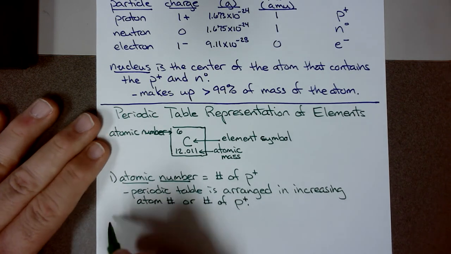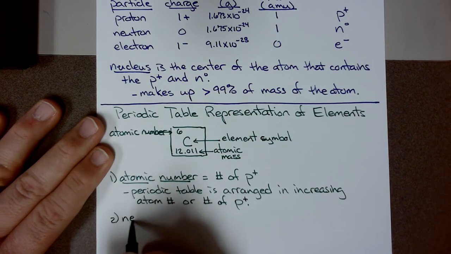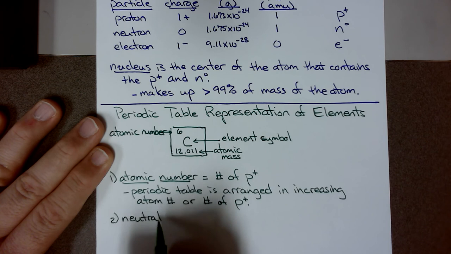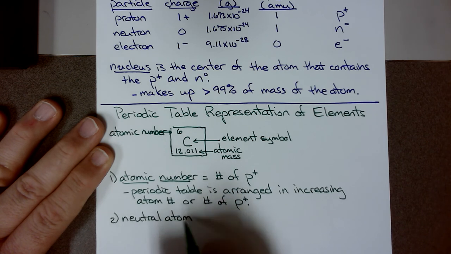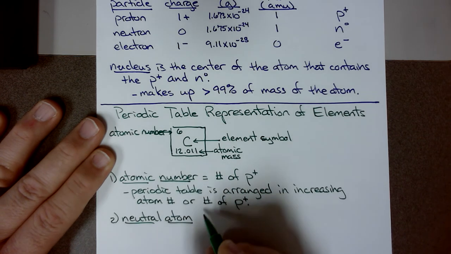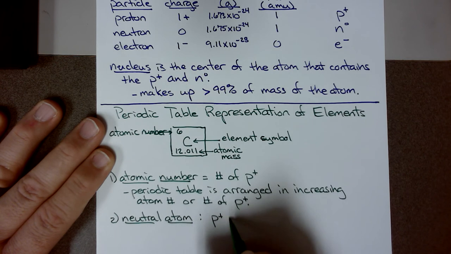Next thing we need to know is that in a neutral atom, one with no charge, the number of protons is equal to the number of electrons.